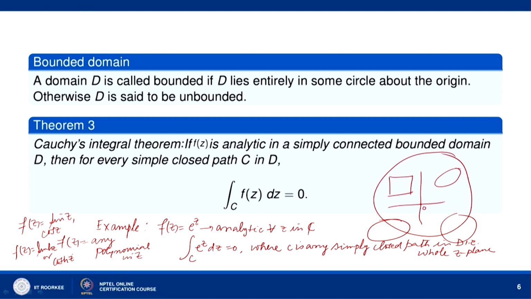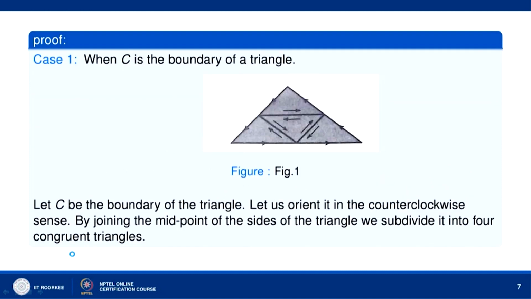Let us see how we prove this. We begin with the case where the simple closed curve C is the boundary of a triangle. You can see the boundary of the triangle is a simple closed curve. It is a closed curve and it does not intersect itself. So, C here is the boundary of a triangle. Now, what we will do? We will show that the integral over C of f(z) dz is equal to 0, where C is the boundary of a triangle.